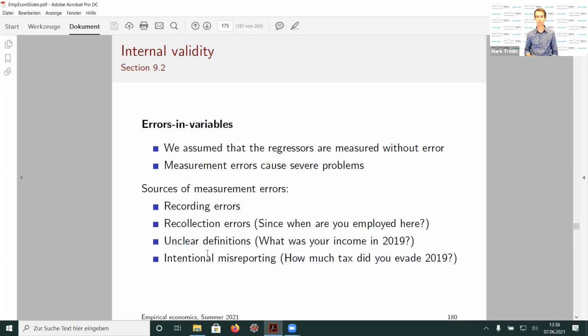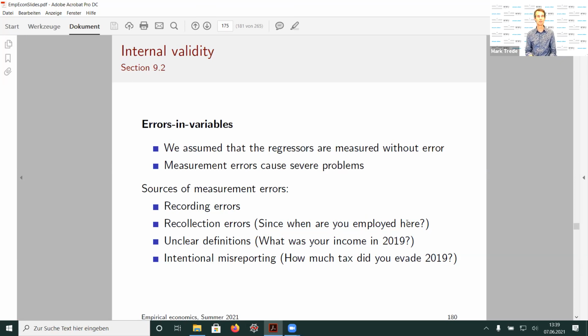The second source of measurement error would be what's called the recollection error. You might be interested in the effect of tenure on earnings. So how much more do workers earn when they are employed longer in the same firm. And to find out about the effect of tenure on earnings, you could just ask a group of workers, how long have you been employed in a certain firm? So you ask them, since when are you employed here? And then they answer some number, some year, but of course that might be wrong.